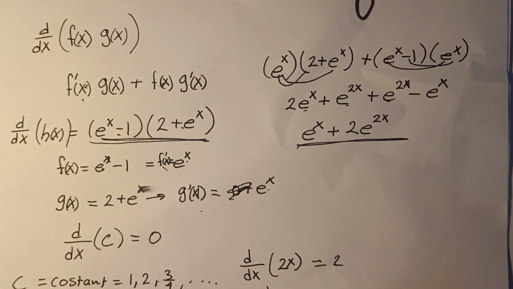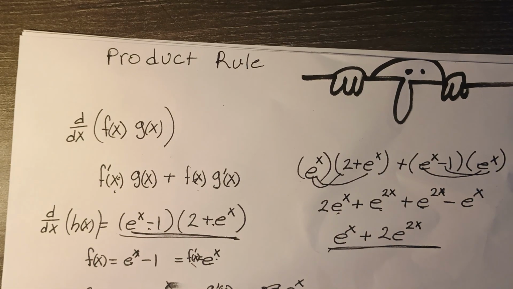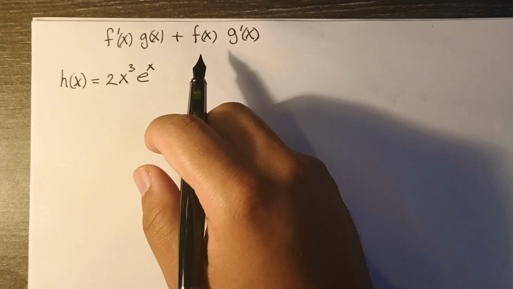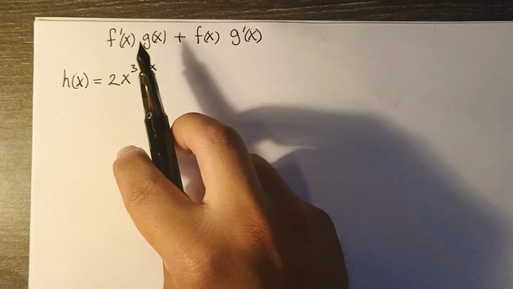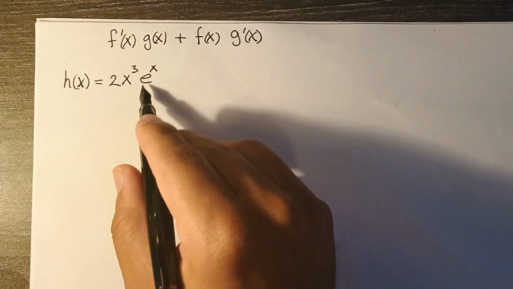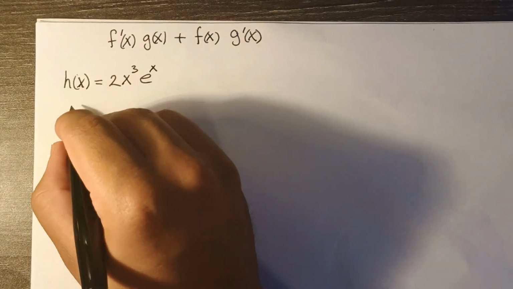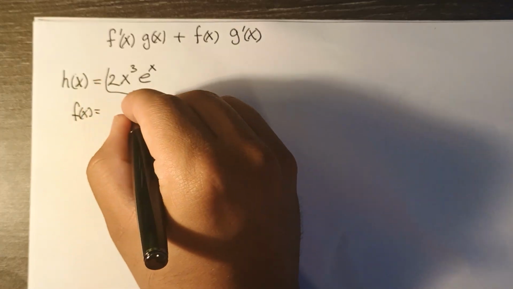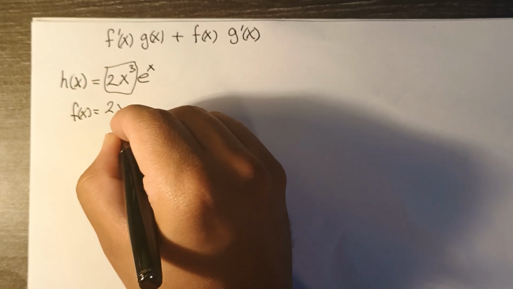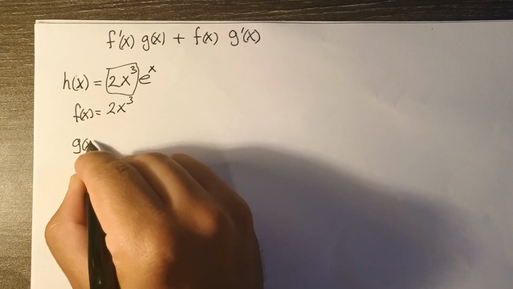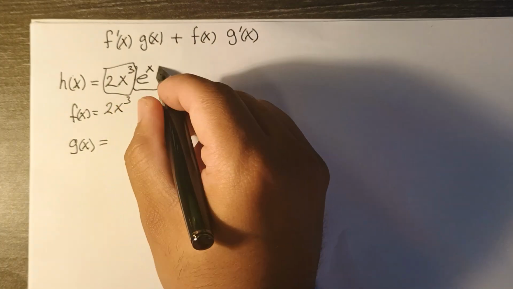I'll do one more example just to illustrate this product rule. Here's the next practice problem. I rewrote the product rule formula up here. So first we're gonna break this one function into two different functions. So I'm just gonna label f of x as this guy right here, and then I'm gonna say that g of x is just e to the x.